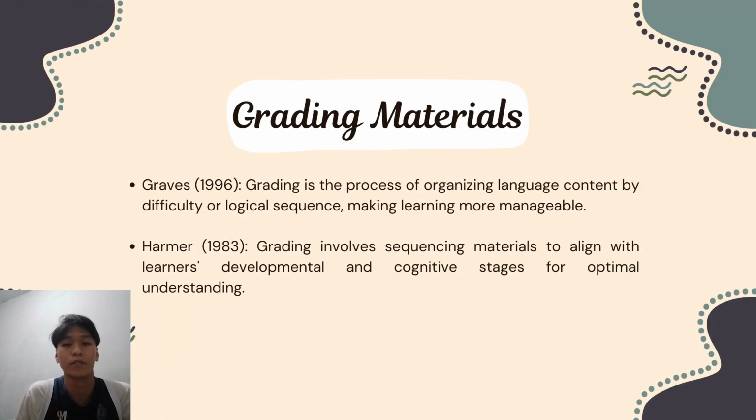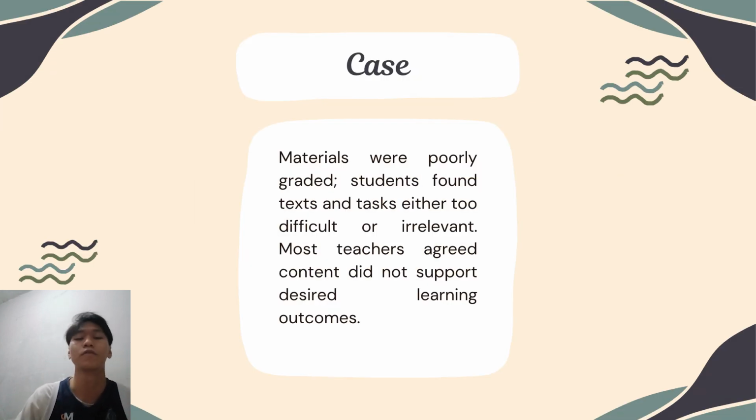Secondly is grading materials. Based on what Graves explained in 1996, grading is the process of organizing language content by difficulty or logical sequence, making learning more manageable. Also, according to Armour in 1983, grading involves sequencing materials to align with learners' developmental and cognitive stages for optimal understanding.